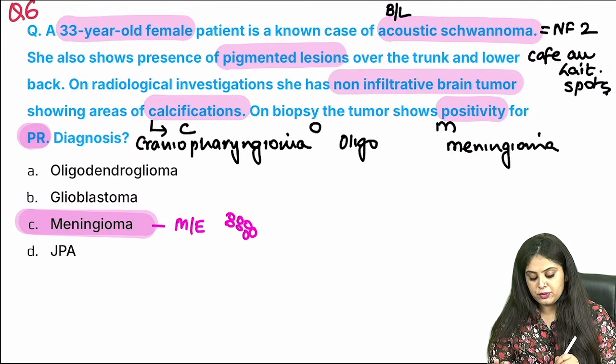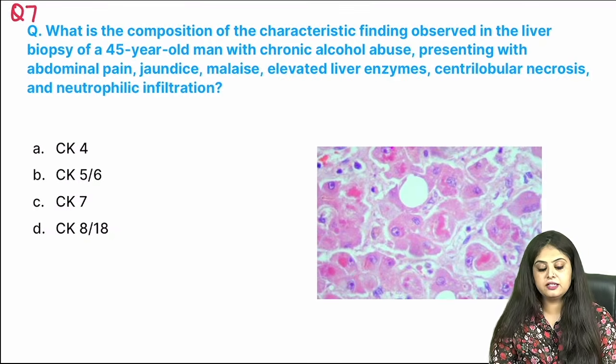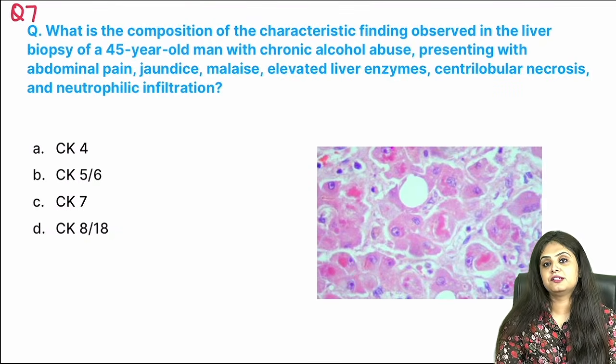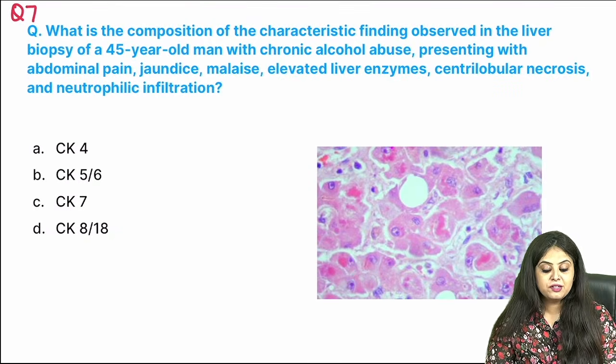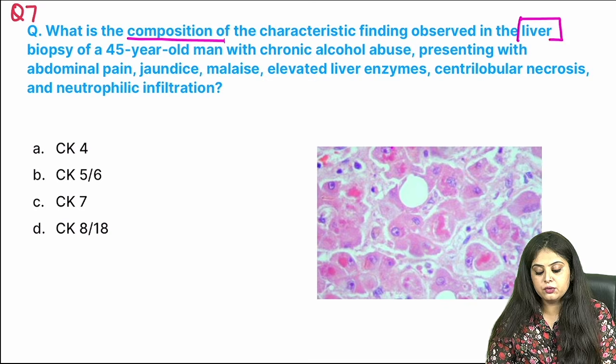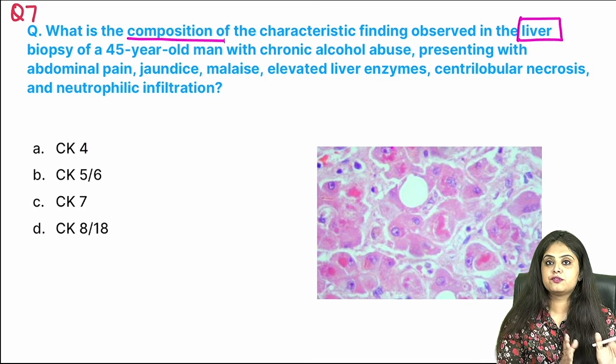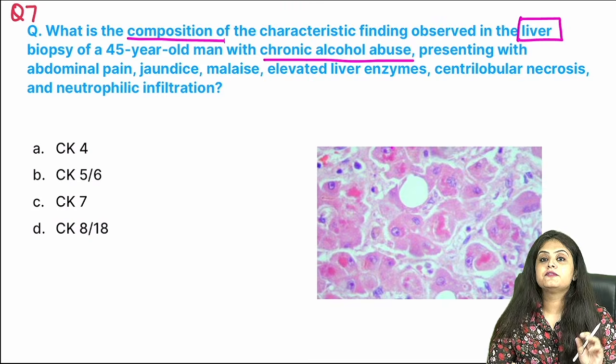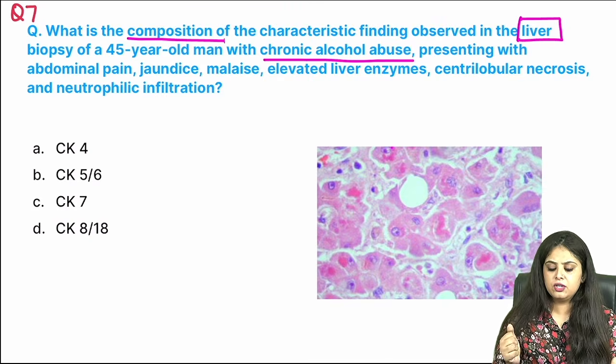Let's move forward to question number 7. And this is another thing which I gave you in the images PDF, but I didn't discuss it. So today I am discussing it with an MCQ. What is the composition of the characteristic finding that you see over here? What is the organ? Okay, it's a liver biopsy. So my focus shifts towards hepatobiliary system. There's a chronic alcohol abuse in a 45-year-old man. Maybe this is alcoholic liver disease.